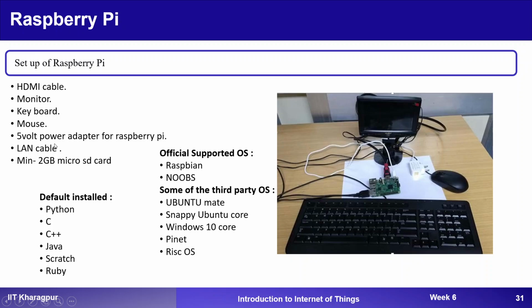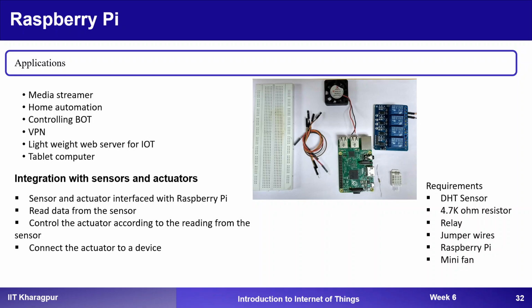Now the applications. You can use your Raspberry Pi to get data from your sensors and give output to your actuator and perform any kind of IoT related application with the help of your Raspberry Pi. For example, in the NPTEL videos, they have used the Raspberry Pi to build a temperature controller. For that they have used a DHT sensor, a resistor, a relay, jumper wires, a Raspberry Pi and a mini fan. What this apparatus is doing is, the DHT sensor gets the temperature value, and if the temperature is getting high, then it turns the mini fan on.